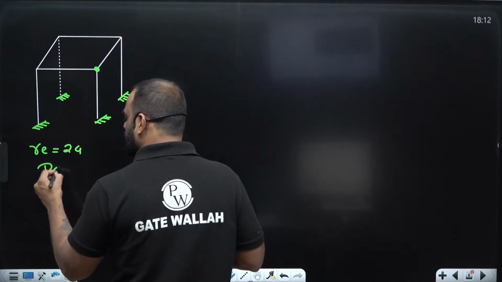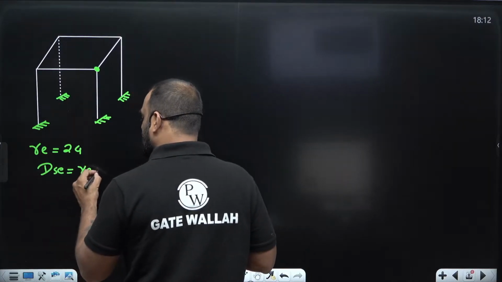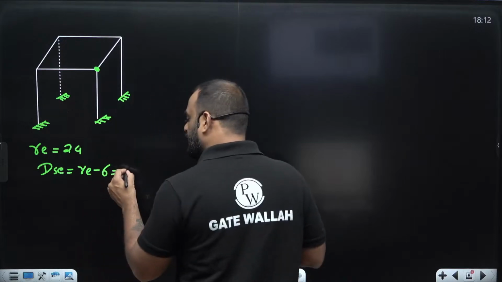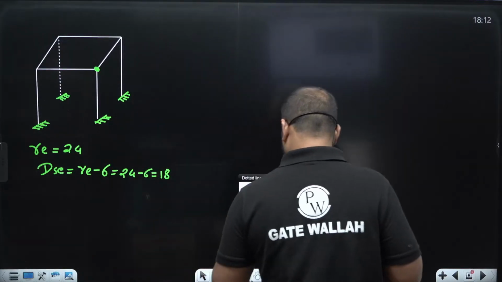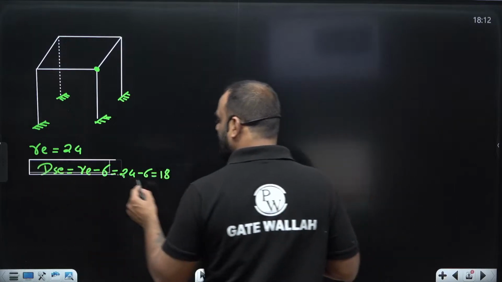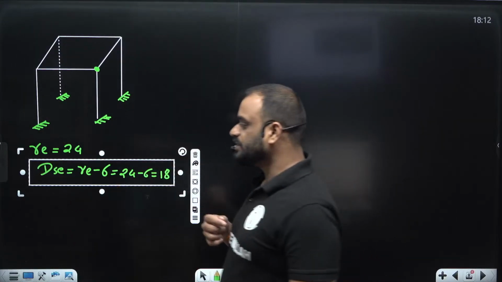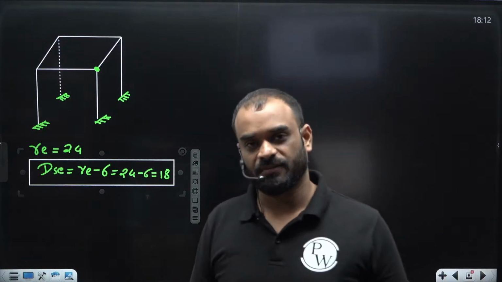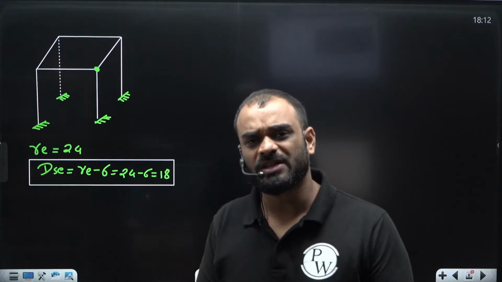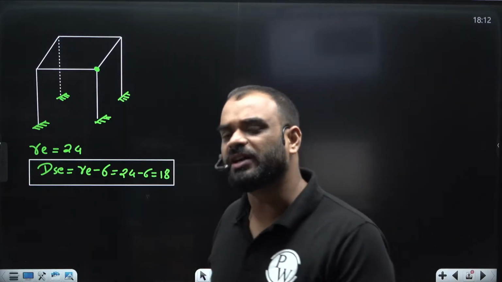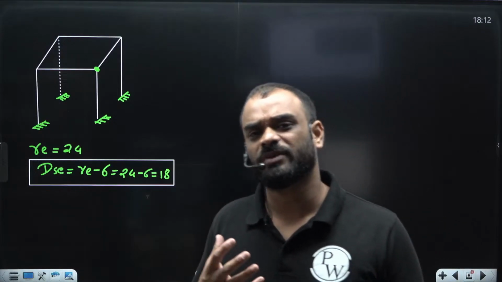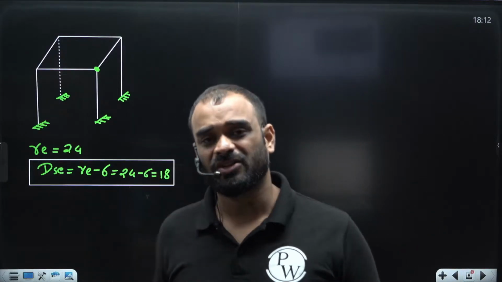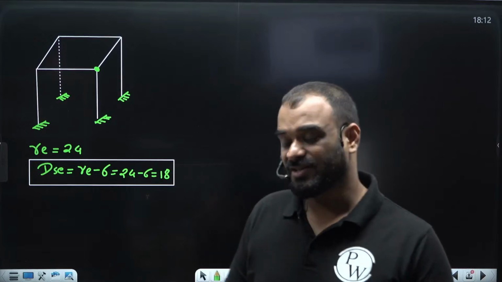So DSE is equal to RE minus 6, so 24 minus 6 is equal to 18. That means a total of 18 external reactions are redundant reactions. Those reactions which we are not able to find out by using static equilibrium equations alone are to be considered as redundant reactions.